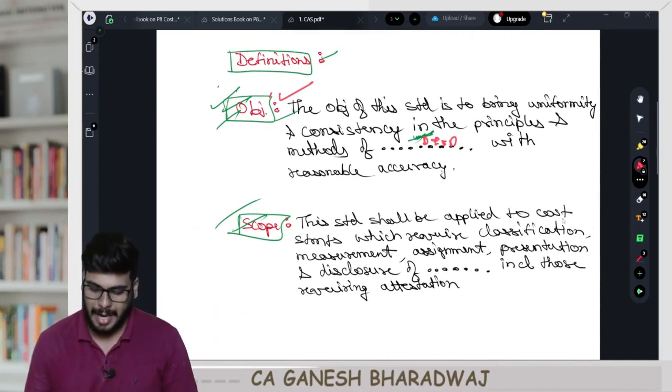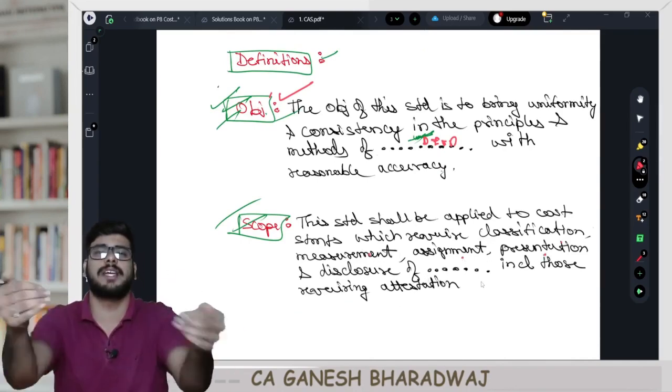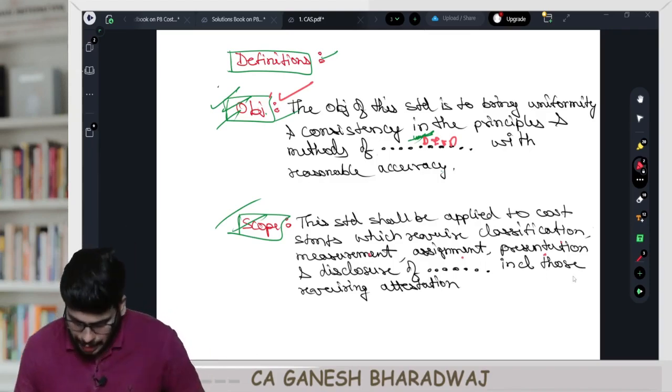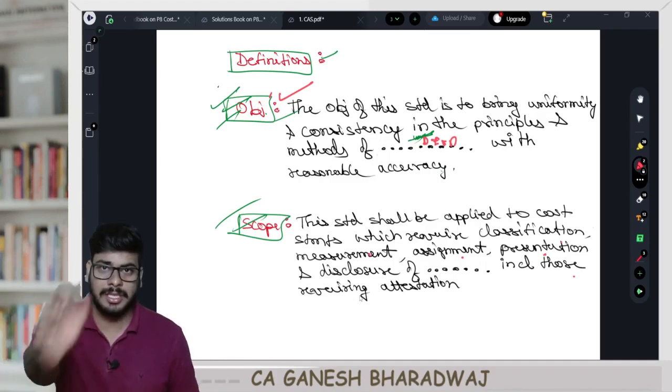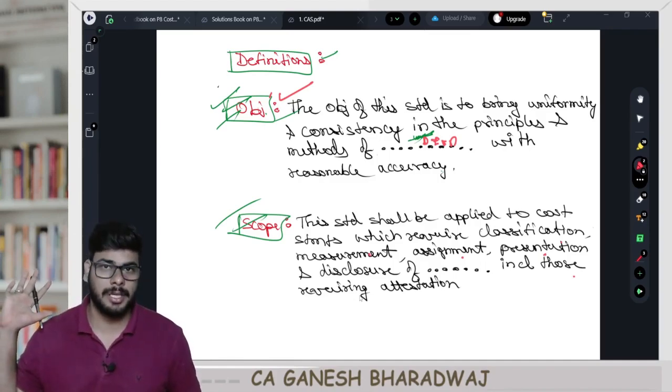This standard shall be applied to cost statements which require classification, measurement, assignment, presentation, and disclosure of, once again write the title, direct expenses, including those requiring attestation. That's about it. This entire chapter is over. Clear with this, guys?